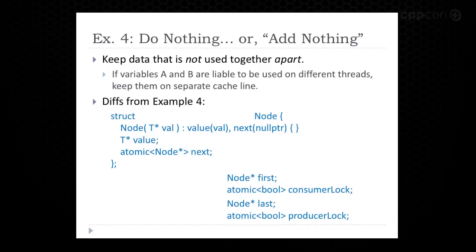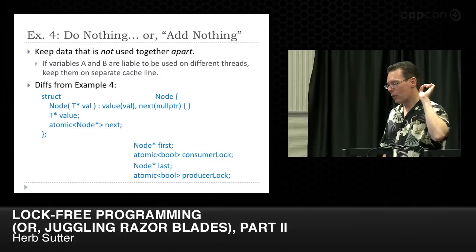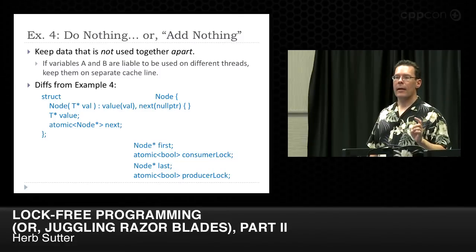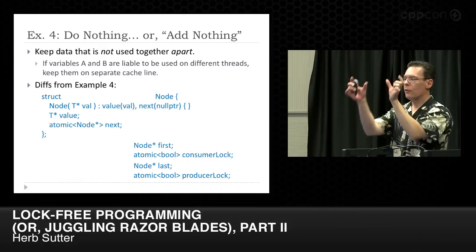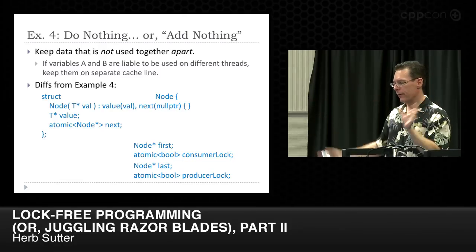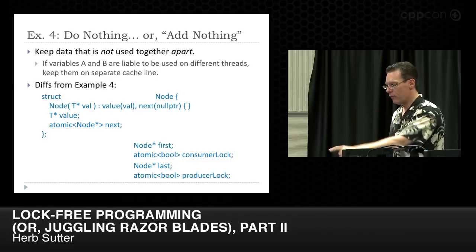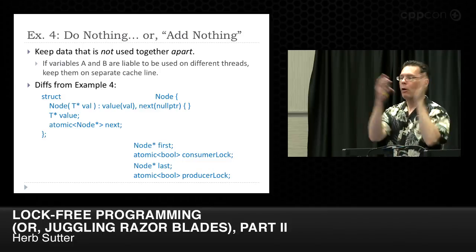And here's the fourth and final example. I'm going to leave the code the same. I'm going to leave it structurally the same. I'm going to leave the data the same, except I'm going to add only one thing, and that is alignment. The only thing I'm going to do is force that certain variables, that each node and each of those 4 pointers at the bottom, are on its own cache line.